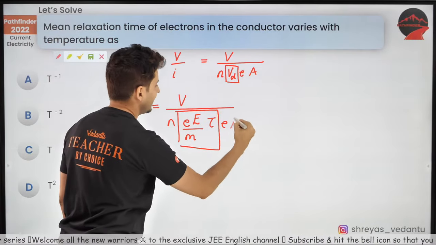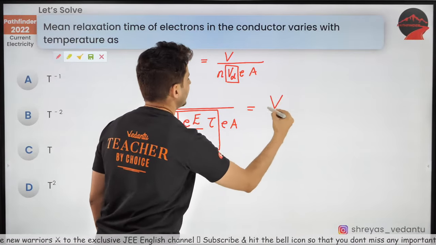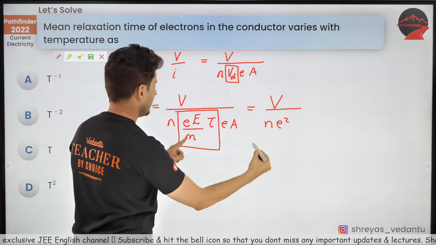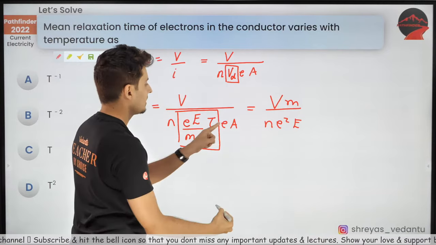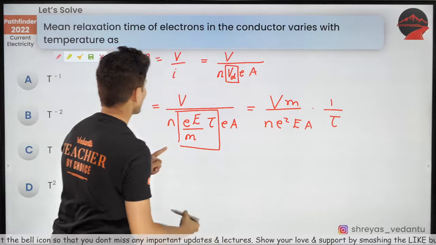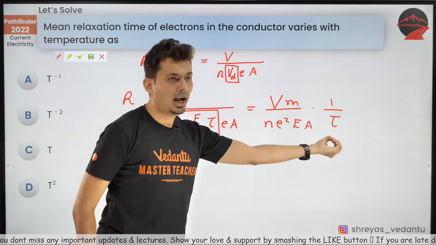I hope you remember this was the formula I gave you for drift velocity. And that E is also there, and that A is also there. Just play around with this a little bit. You will get voltage divided by N, and then you have E square, and that M goes on the top, and that E and A are also there. And then you have 1 by tau. So resistance is equal to something by tau.